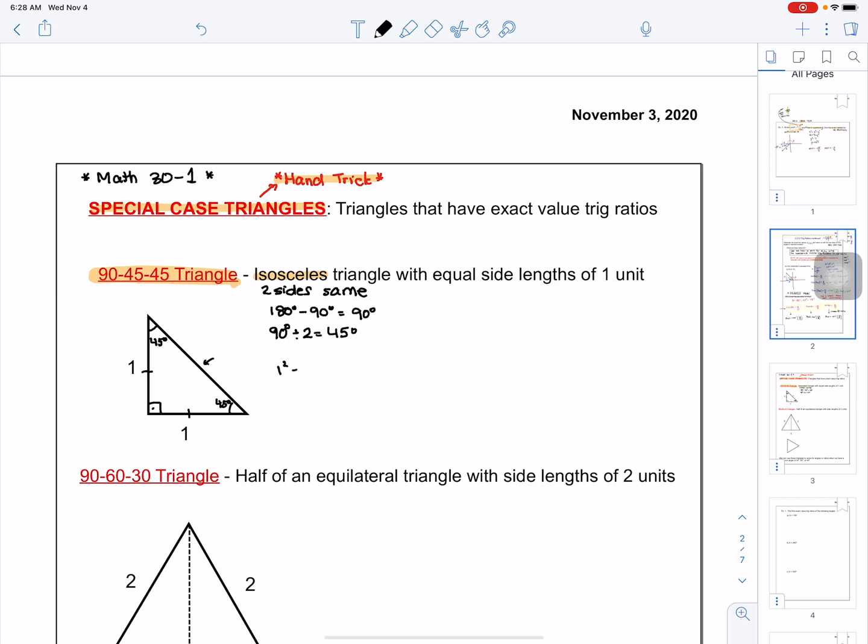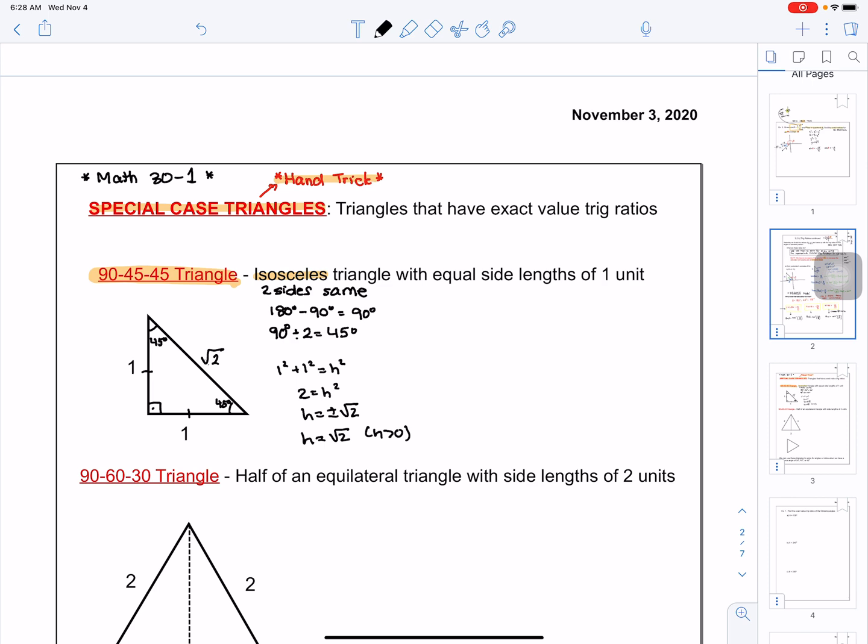So 1 squared plus 1 squared equals hypotenuse squared. 2 is equal to hypotenuse squared. So the hypotenuse is plus or minus root 2. But we only take the positive answer because the hypotenuse has to be positive. So this side is a length of root 2. And again, we don't want any decimals because we want everything in exact values.